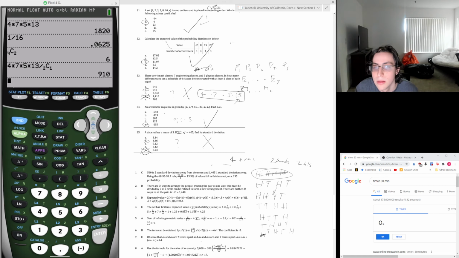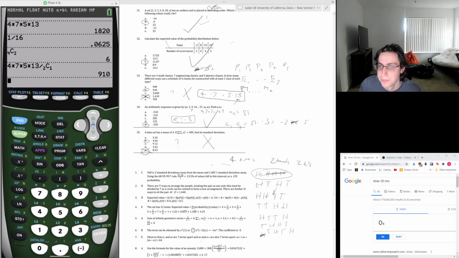Okay. An arithmetic sequence is given by A1, blah, blah, blah. So find A1 times A9. So first, let's find the common difference. We know that the terms here are 2, 9, 16, so the difference is 7. We know that A2 is 2, so going down by 7 gives us A1 equals negative 5. And then they want us to find A1 times A9. So A8 is 37 plus 7, or 44. And A9 is 44 plus 7, or 51. So A1 times A9 is 51 times negative 5, or negative 255, I think.